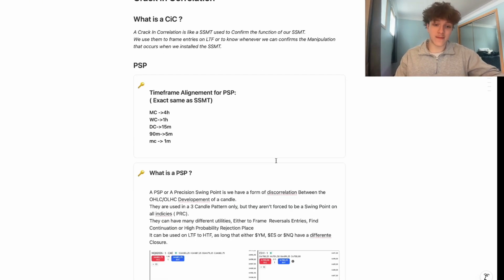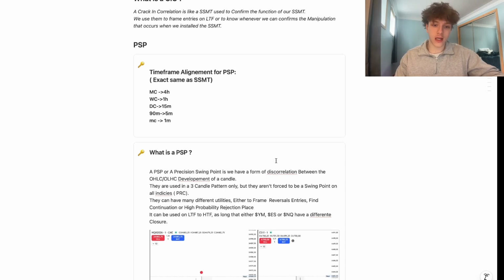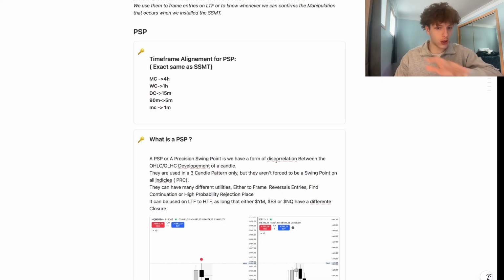So what is a PSP? A PSP, or a precision swing point, is when we form a discorrelation between the open high low close or open low high close development of a candle. They are used in a three candle pattern form only, but they aren't forced to be a swing point on all the indices, and that's what we call a PRC. So what I mean by that, we'll go in depth. Just give me a second.